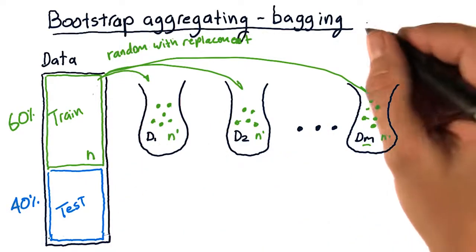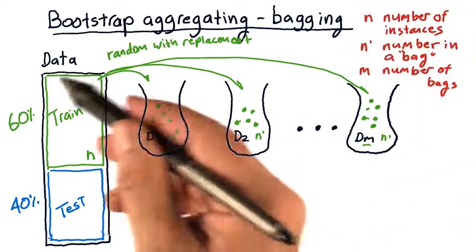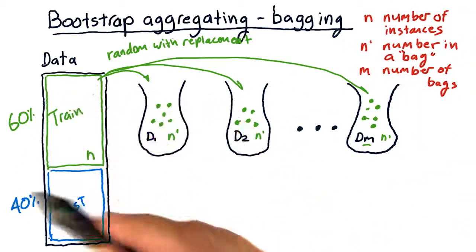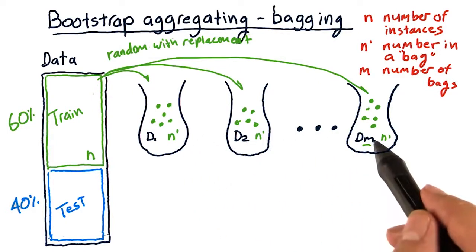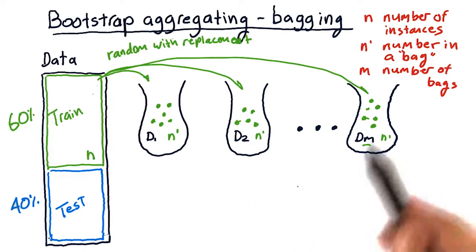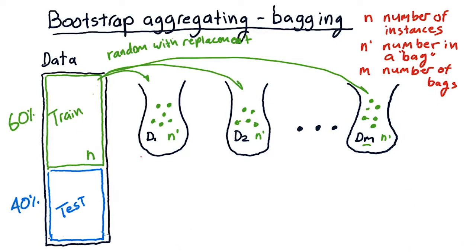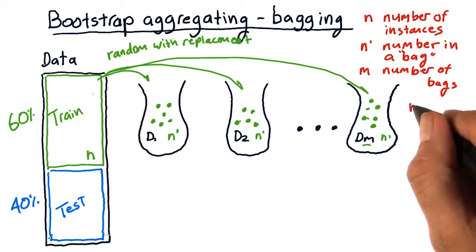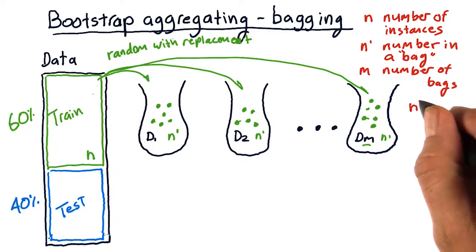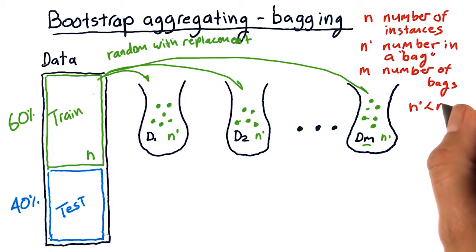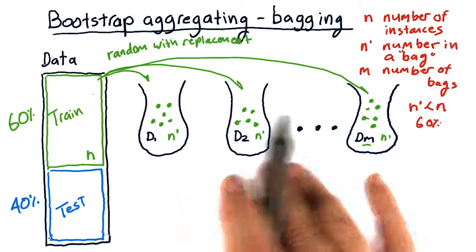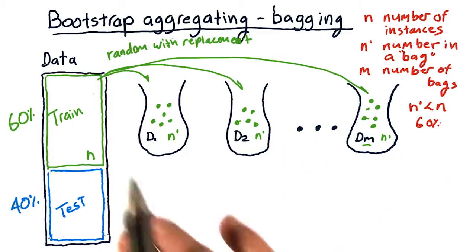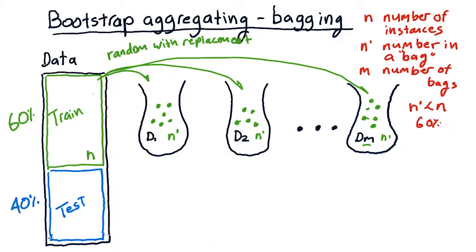Let's note these things. n is the number of training instances in our original data. n prime is the number of instances that we put in each bag, and m is the number of bags. We almost always want n prime to be less than n, usually about 60%. So each of these bags has about 60% as many training instances as our original data. That's just a rule of thumb.